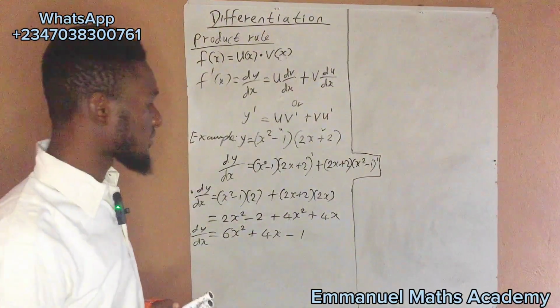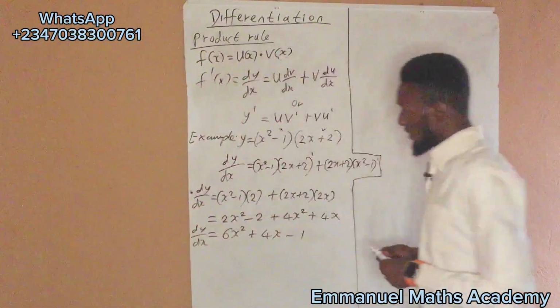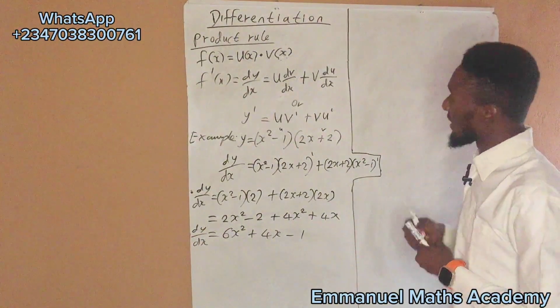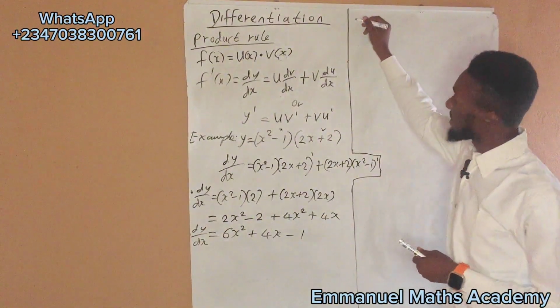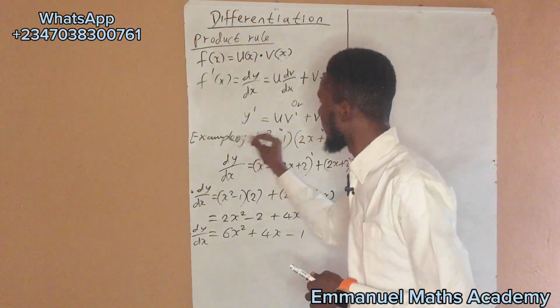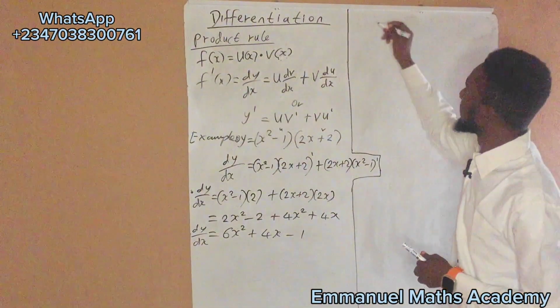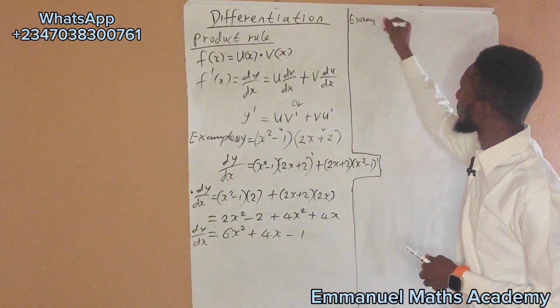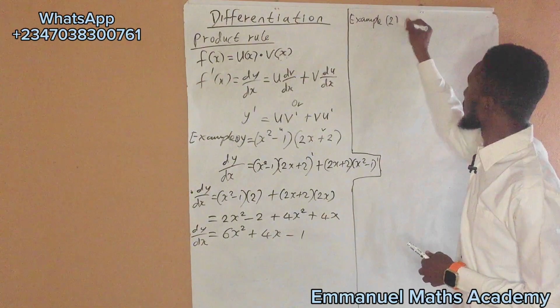Is that clear? Now, to get a clearer picture, let's solve another example. You can just call this example 1, right? Then you can call this example 2.